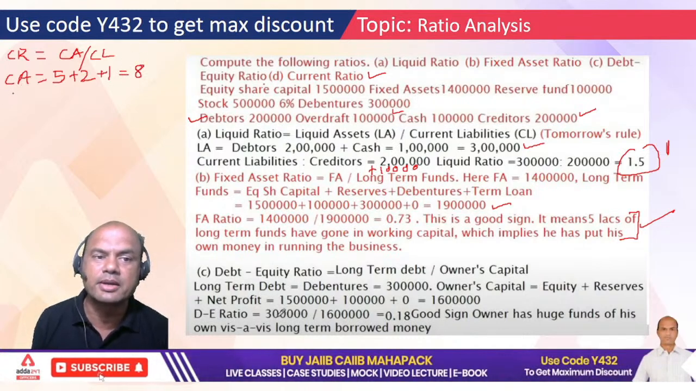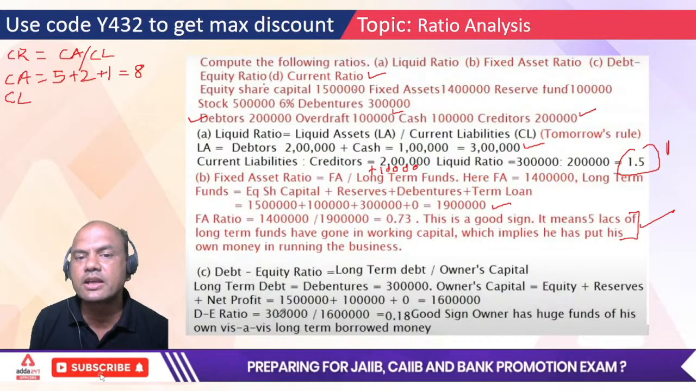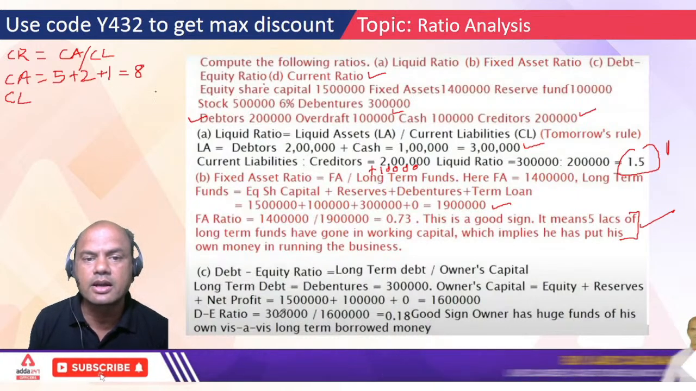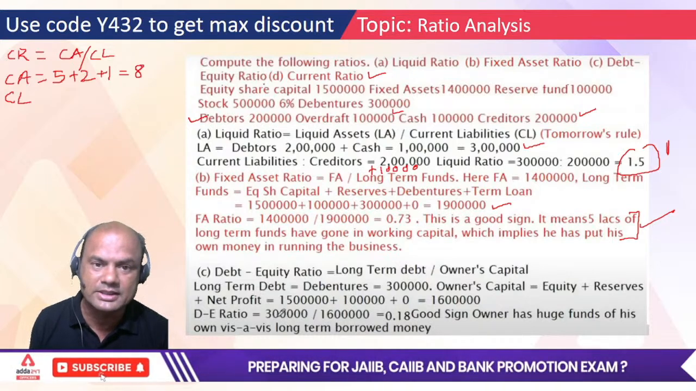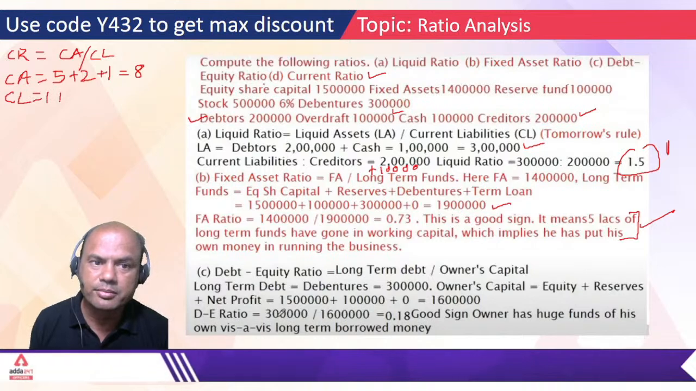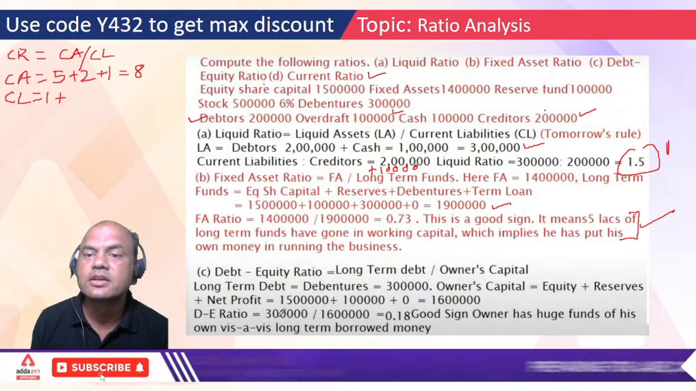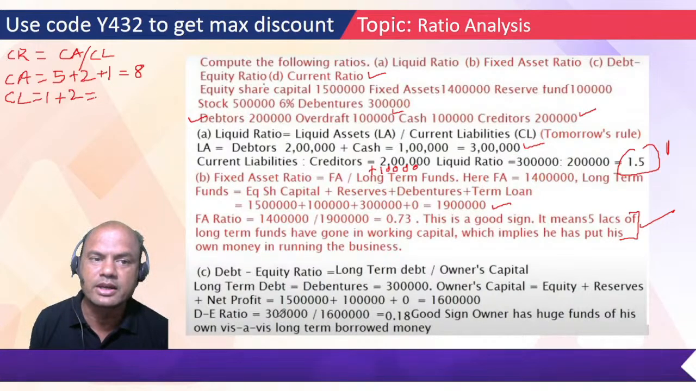And what are the current liabilities? Current liabilities means short term. Again, we revisit everything. Equity share capital, fixed asset, reserve fund are long term. Stock we have taken into current assets. Debentures long term, debtors short term assets. OD, yes, OD is a current liability, so equals 1 plus, what is next? Cash is an asset. Creditors is again a current liability, so 2 lakhs. So 1 plus 2 is 3.